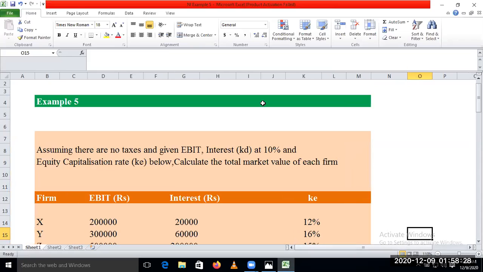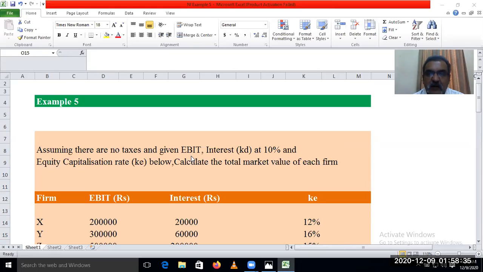Assuming there are no taxes and given EBIT, interest, that is the cost of debt, at 10%, and equity capitalization rate, that is KE, is given below. Calculate the total market value of each firm. So here some information is given to us. What is given to us?